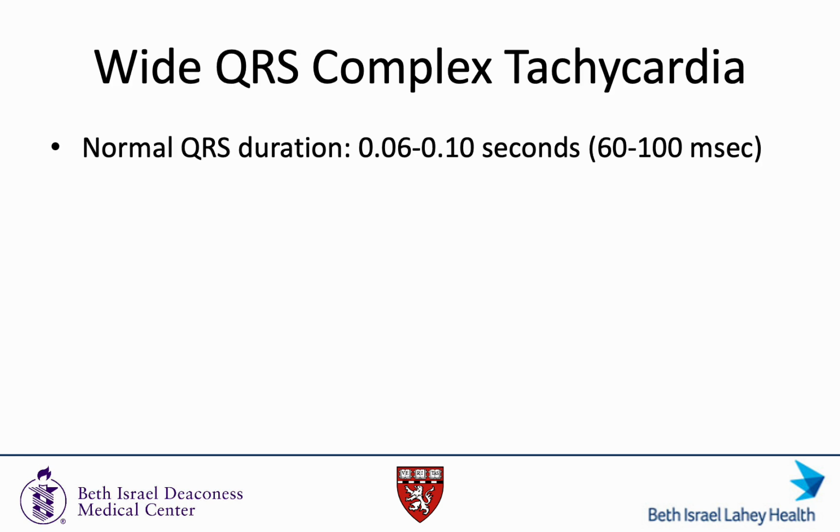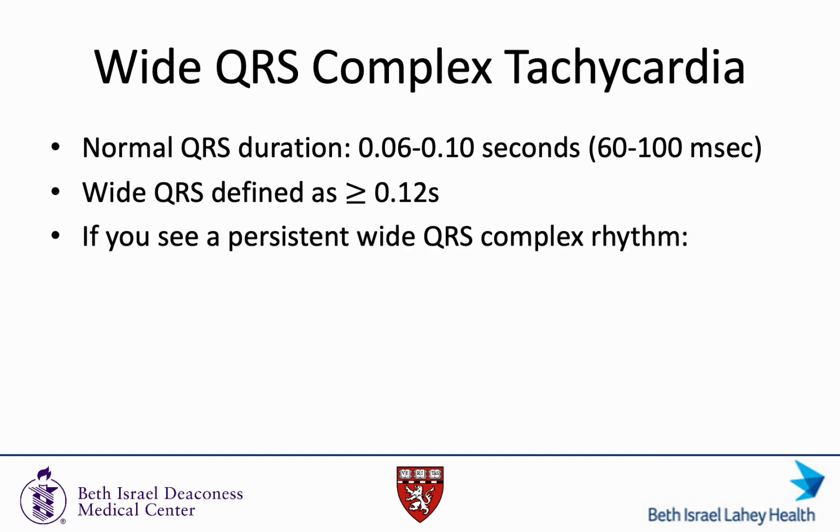First, we should define wide QRS complex tachycardia. As we've reviewed in other episodes, the normal QRS duration is defined as 60 to 100 milliseconds, or 1.5 to 2.5 little boxes on the EKG. A wide QRS complex is defined as greater than 120 milliseconds, or 3 little boxes.